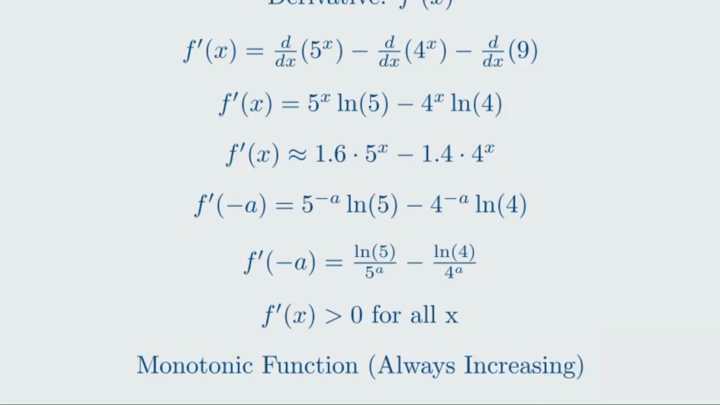A function that is always increasing can only cross the x-axis, and thus have f of x equal to 0, at most once. It cannot go up, come back down, and go up again, so it cannot have multiple solutions. We have successfully shown that there can be at most one solution. Our next objective is to find that unique solution.